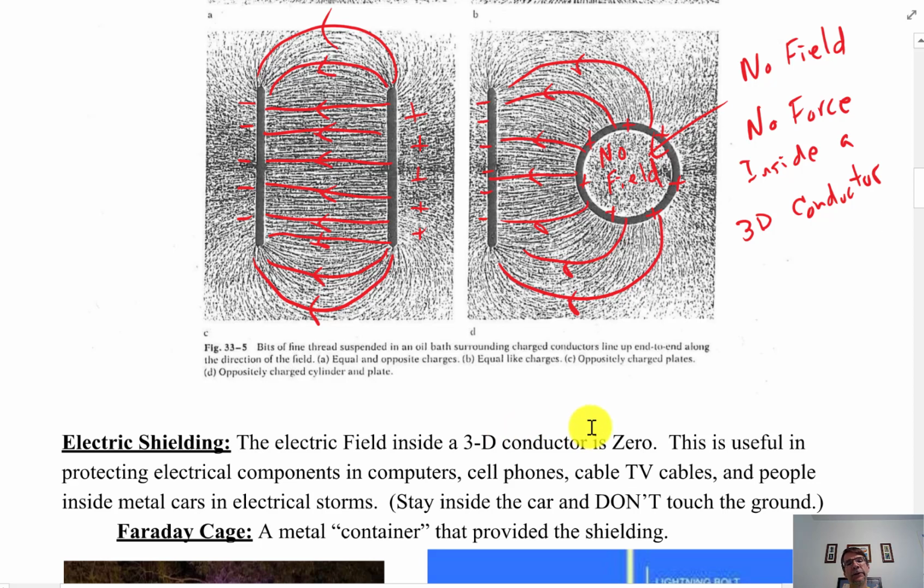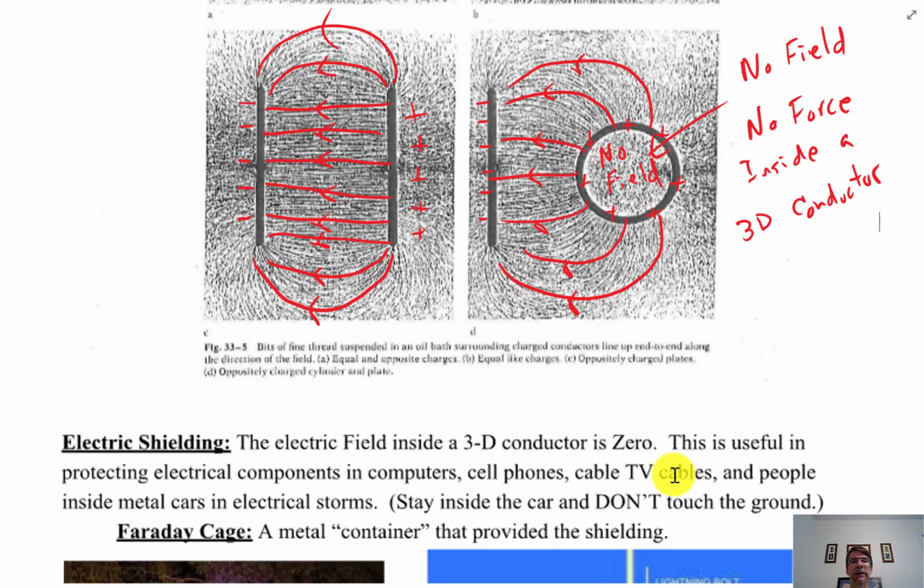I said it down here. It's useful in protecting electrical components because it shields you from outside interference. So it's important in computers to shield the electrical components from sensitive interference from outside. You can shield your cell phone by putting it in a metal container. Cable TV cables, that cable that comes into your house has a shield around it, a tube of metal that shields it from interference. That's why you get good, supposedly good cable reception.